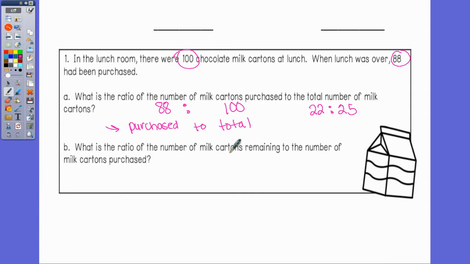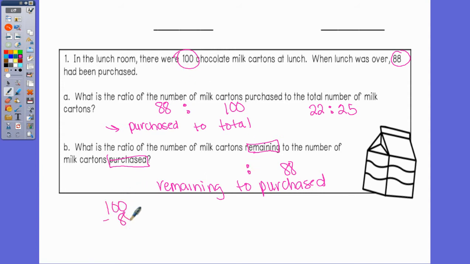What is the ratio of the milk cartons remaining to the number of cartons purchased? So I have a little bit of math to do. I have remaining to purchased. Purchased, I know, that was up here. There was 88 of them. How many were there remaining? Well, if I started out with 100 and I had 88 purchased, that leaves me with 12 milk cartons. So now I have 12 to 88, or I can divide by 4, and that gives me 3 to 22.